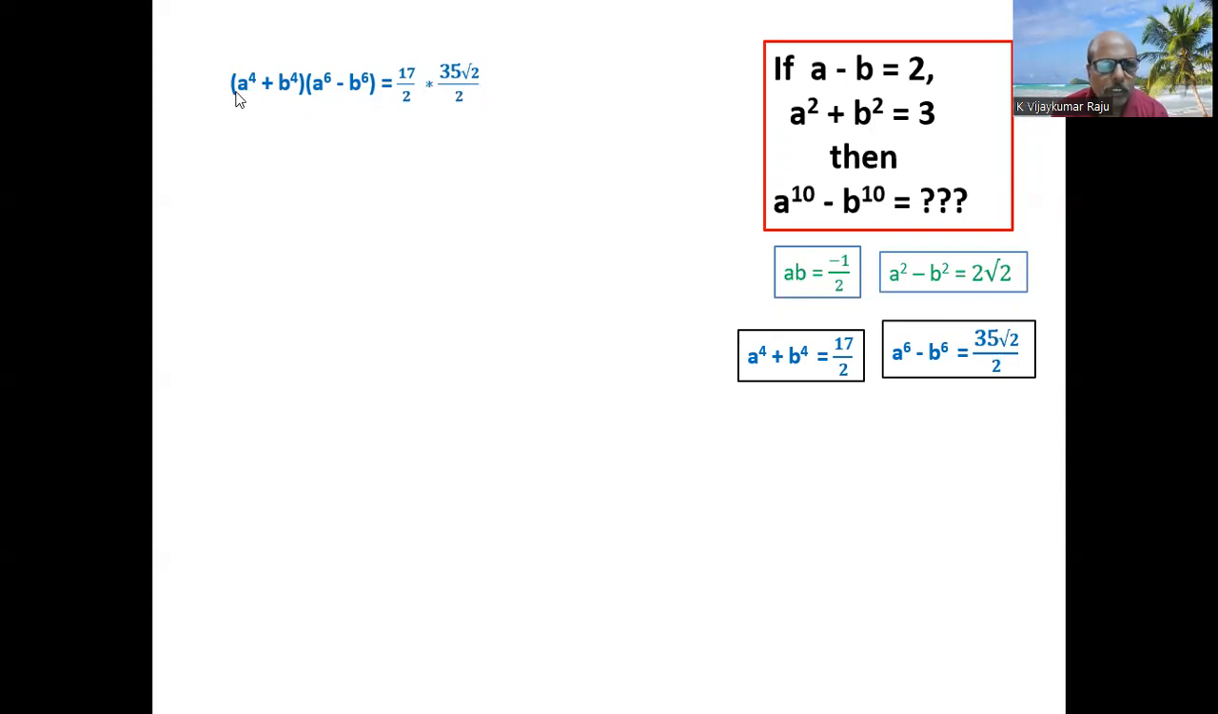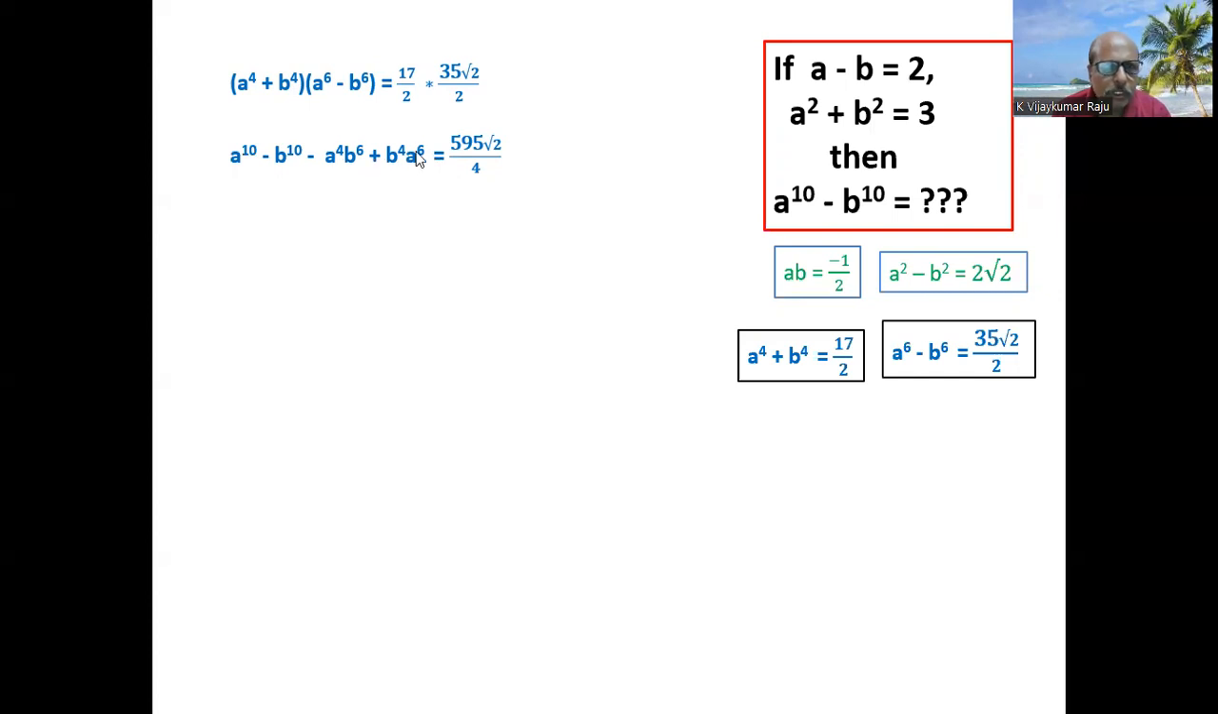So now, here this is a binomial multiplication. a⁴ into a⁶ is a¹⁰. Then b⁴ into b⁶ is b¹⁰, but plus into minus is minus. So it will be like this. So a¹⁰ minus b¹⁰ minus a⁴b⁶ plus b⁴a⁶ is equal to 35 into 17 is 595 root 2 upon 2 to the 4.